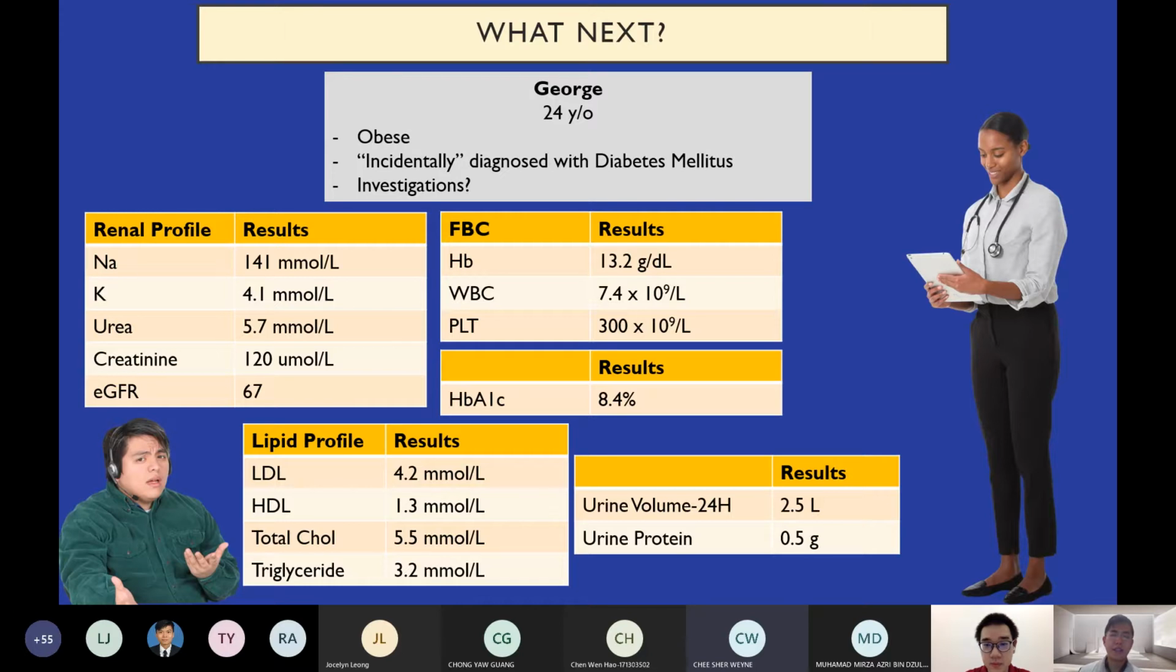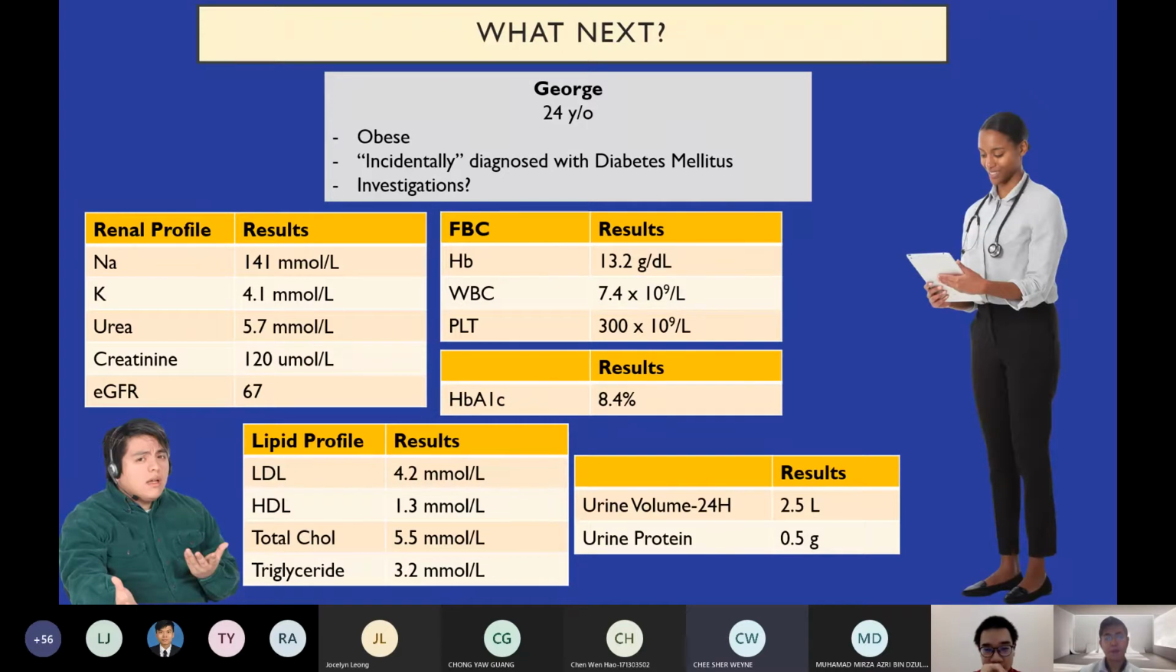Then for FBC, the Hb is at normal levels because the normal is more than 12.5. White blood cell is also within normal range because the normal is 4 to 11. Platelet is normal as well because the normal range is 150 to 400. I think the HbA1c for his age is slightly high, because if it's more than 8%, it will be considered okay in an elderly person. Good point. But for his age, I think it's a bit high. The normal value should be more than 6.5 roughly, if I'm not mistaken.